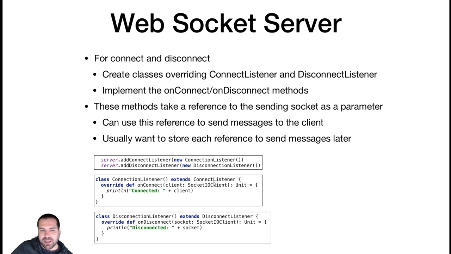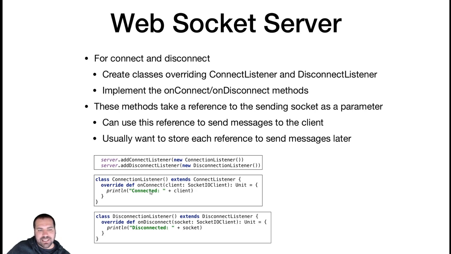We have some polymorphism, some inheritance to use polymorphism, overriding a method. We have some of those OOP ideas coming back. Disconnect listener, very similar thing. Add a disconnect listener. We have to give it a disconnect listener. So we're going to create a class, extend disconnect listener, override onDisconnect, which also takes a Socket.io client, and then do whatever we need to do on disconnect.